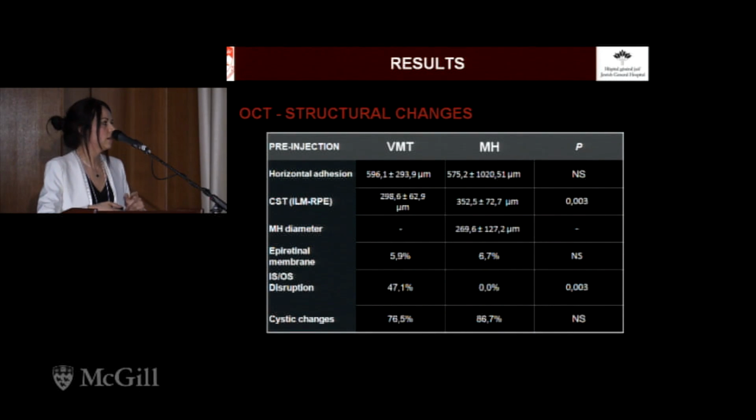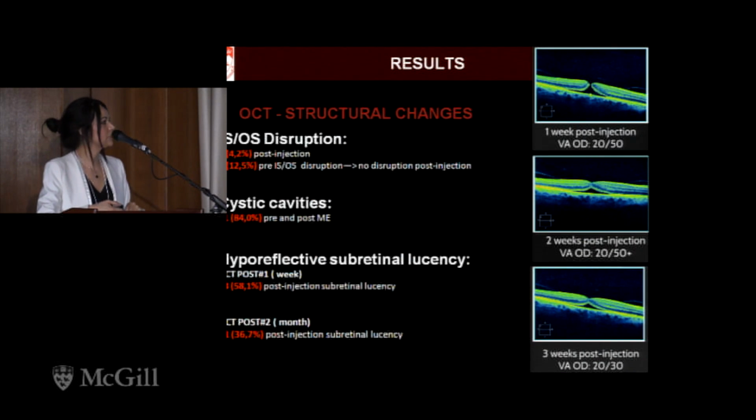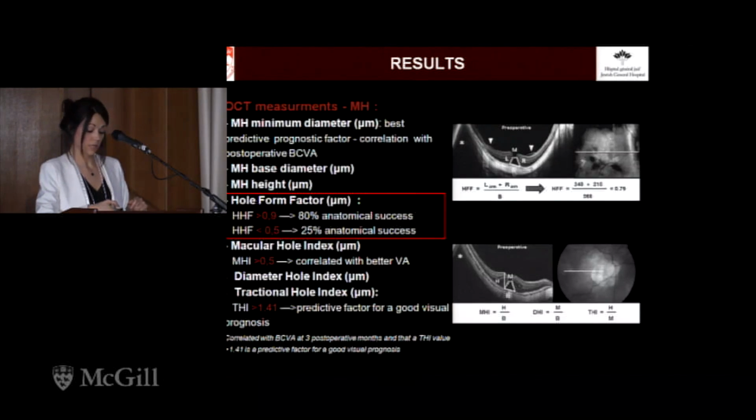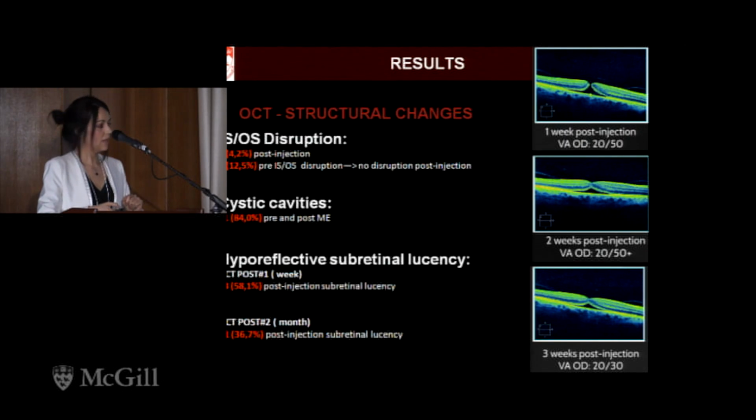And here we look at different structural changes in OCT. What we found post-injection is one patient that had ISOS disruption. Cystic cavities were present, most of them pre-injection, but 84% presented post-injection too. And hyperreflective subretinal lucency, we can see that was present here in the first week. And when we look at the second OCT, 1 month after the injection, 21% already decreased, so it goes very fast.